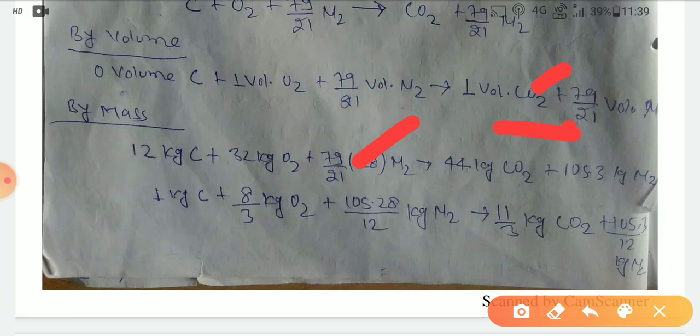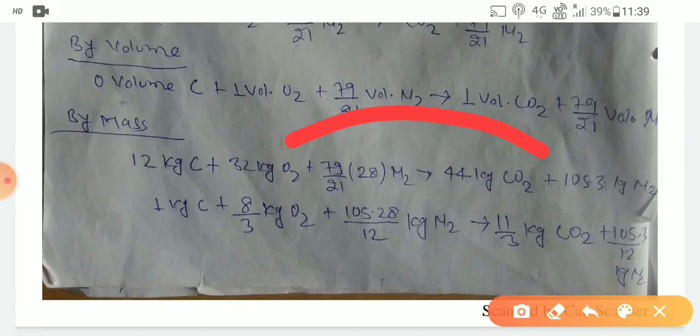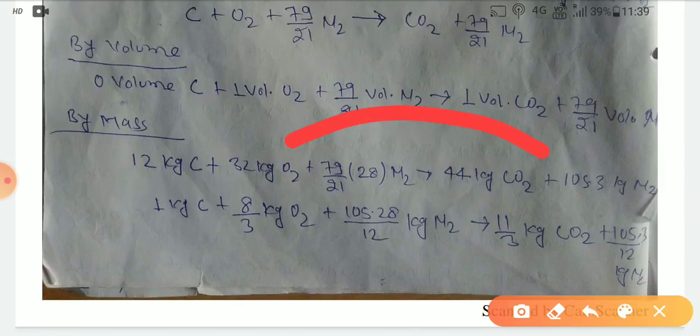So finally you can check whether both sides are balanced or not. Here the total is 44 kg of carbon plus oxygen, and here carbon dioxide is also 44 kg. The nitrogen on both sides is the same, so that is also balanced. So our main equation is mass balanced, because mass is conserved on both sides. You can say that the equation is balanced because mass is conserved on both sides.